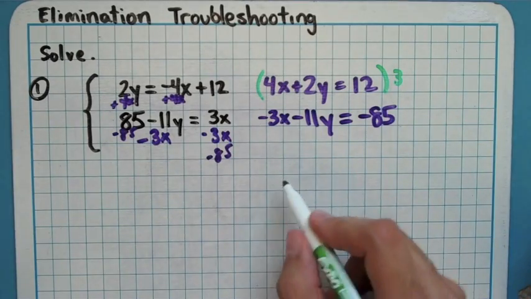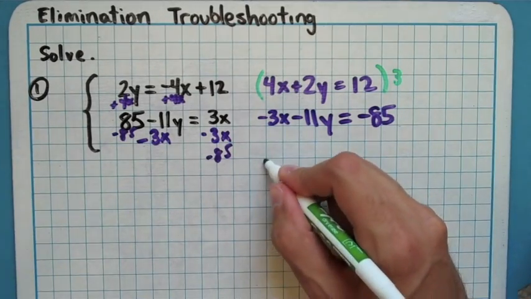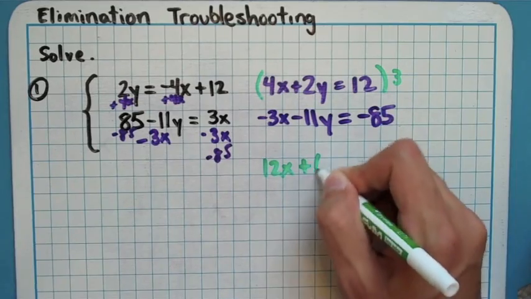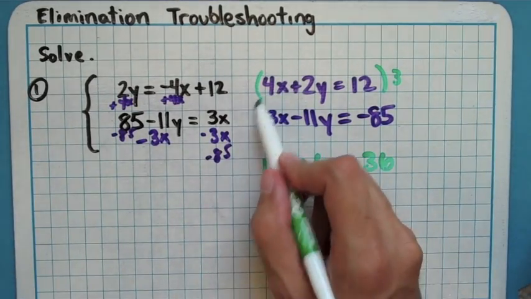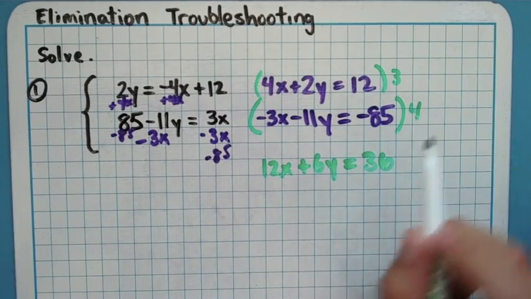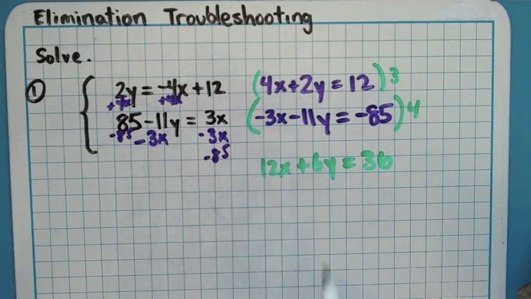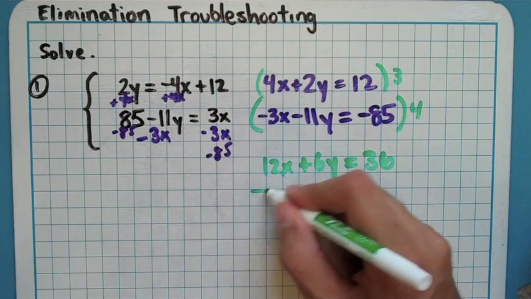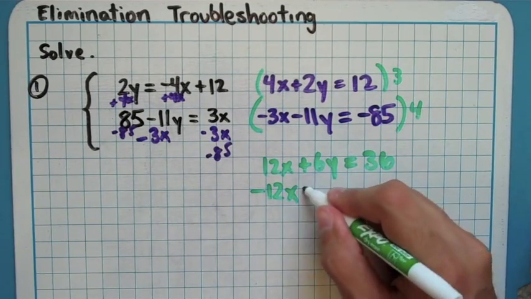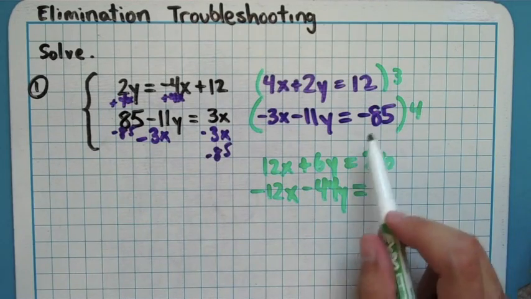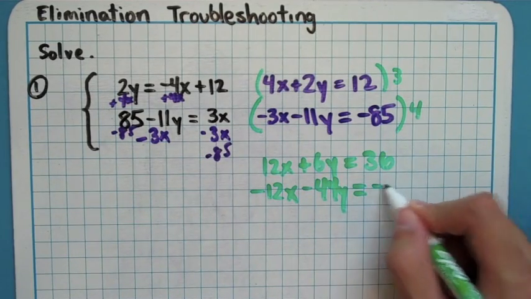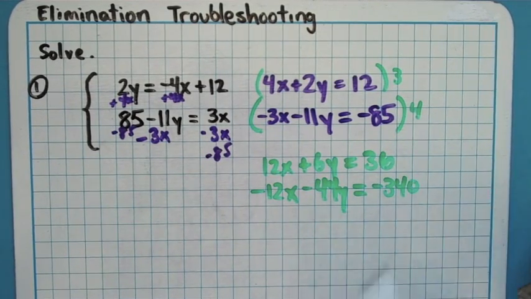When I do that, I'll write my new problem down here in green. I'll end up with 12x plus 6y equals 36. And my bottom equation needs to get multiplied by a positive 4. That way I'll have a positive 12x and a negative 12x. So I'm going to end up with negative 12x minus 44y equals negative 340. I should get a calculator out for that one. Yeah, it's going to be negative 340.